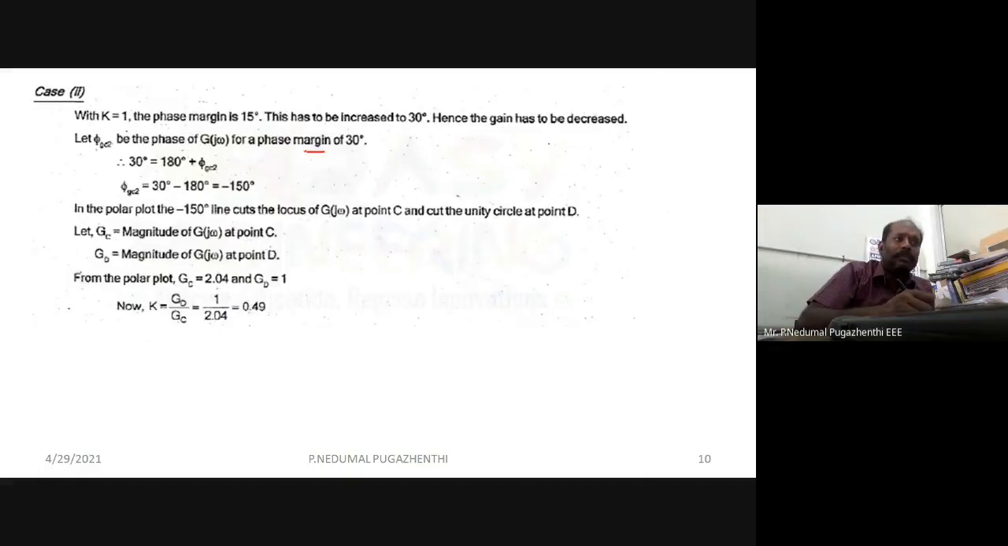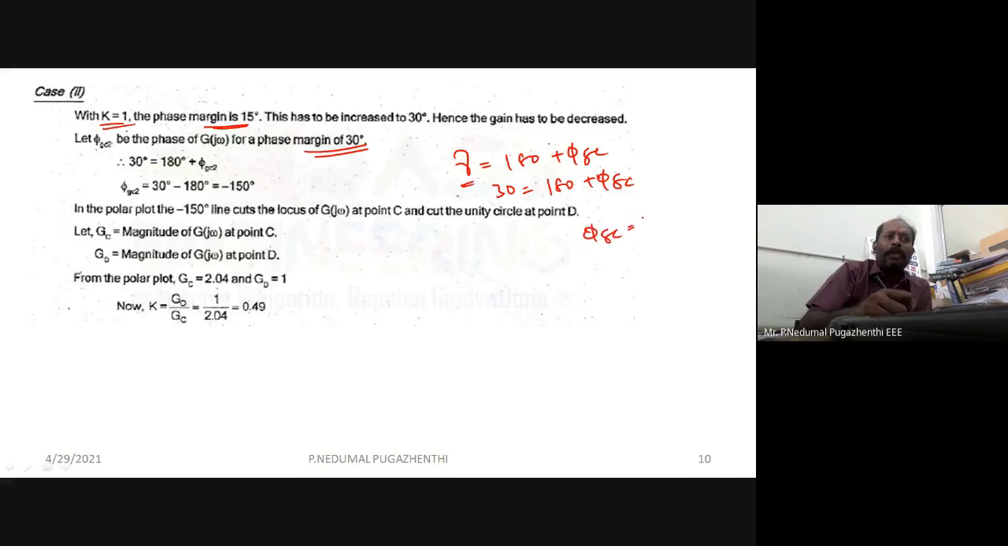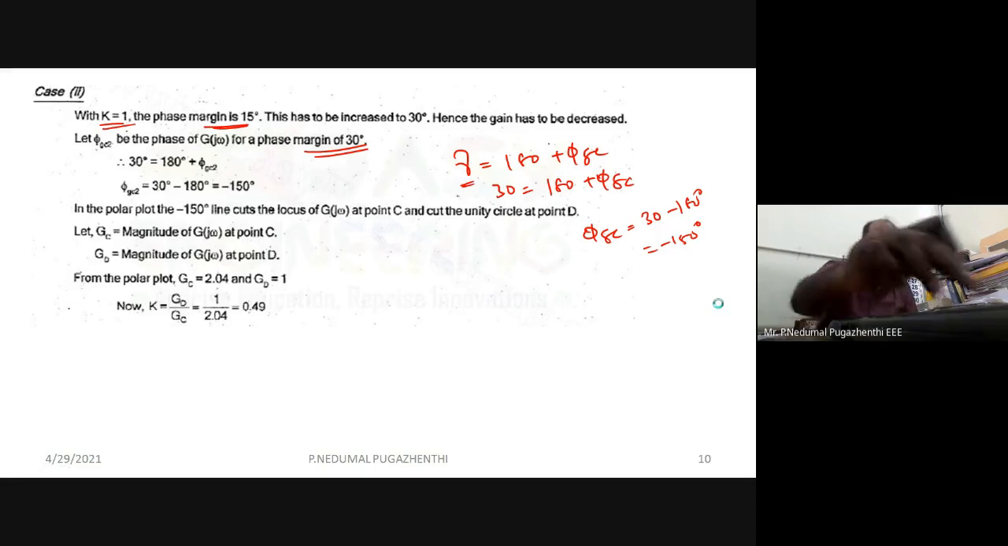Phase margin is provided as 30 degrees, but we already know at K equal to 1, we got a phase margin of 15 degrees. So I substitute my gamma: gamma is equal to 180 plus phi GC, but the phase margin I have been given is 30. So 30 is equal to 180 plus phi GC. And what is phi GC? 30 minus 180 degrees, which will give me minus 150 degrees. So I will go to the graph.